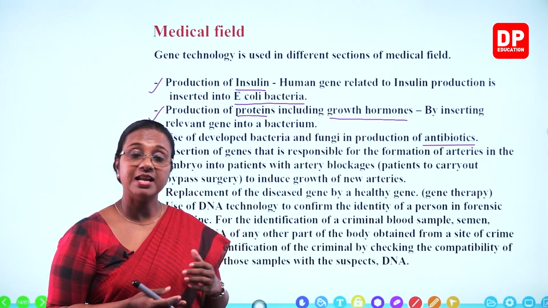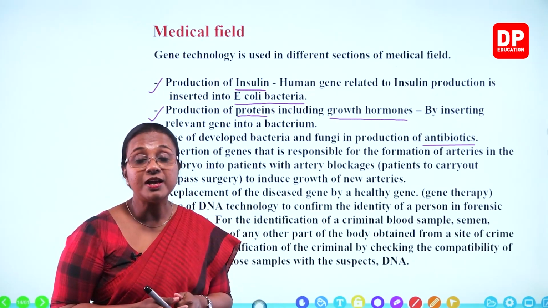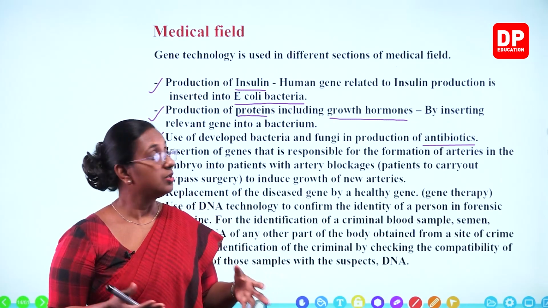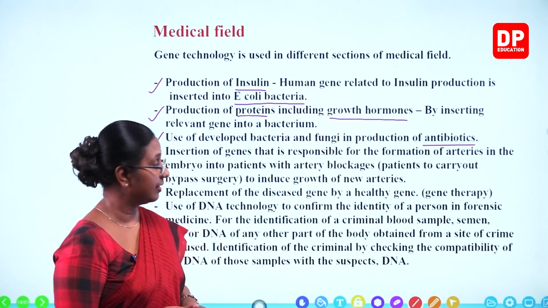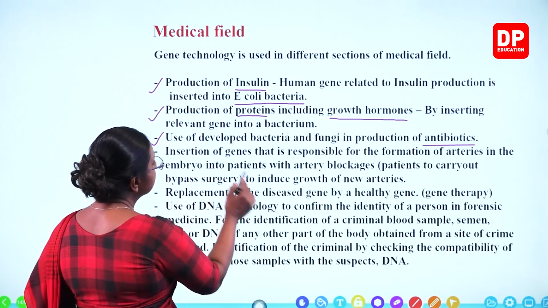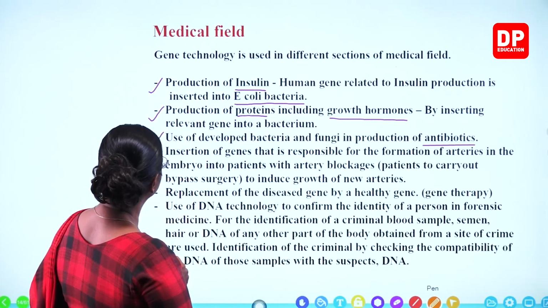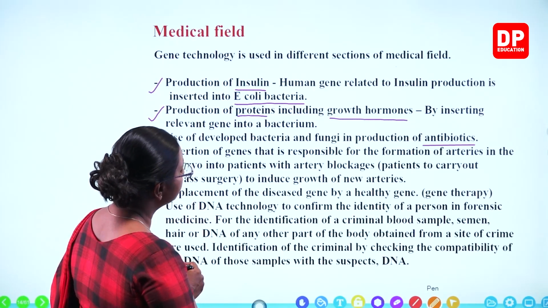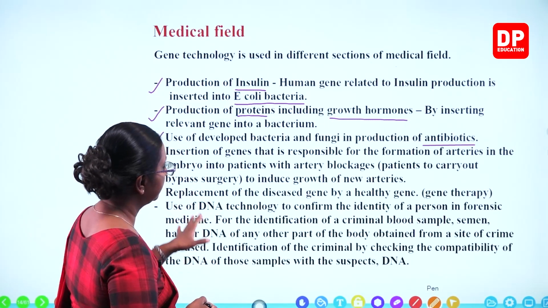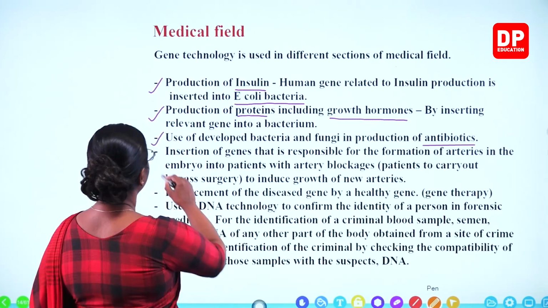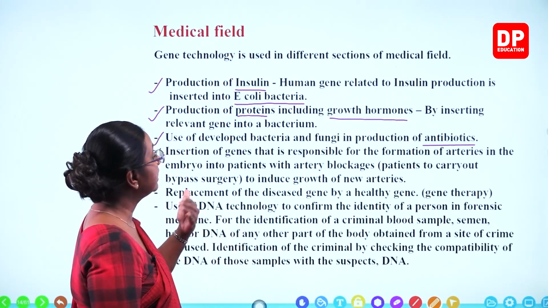Then antibiotics. Antibiotics are medications that are given to control the infections caused by microorganisms. So that is also produced using bacteria and fungi. Then insertion of genes that are responsible for the formation of arteries in the embryo into patients with artery blockages, to carry out bypass surgery to induce growth of new arteries. So here also they insert a gene so that the artery grows.